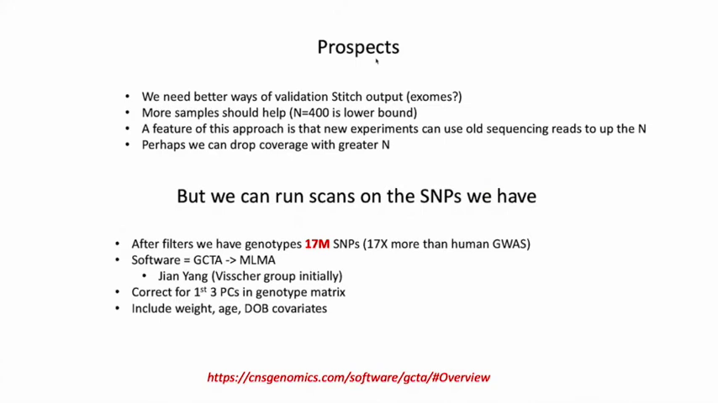I've been trying to do exome sequencing to get at that. Again, more samples would help. Even by the recommendations of the authors, n equals 400 is a lower bound. There's probably a reason they state that. But a feature of the approach is that new experiments can use old sequencing reads from other individuals to increase that efficiency. And we're hoping that as we get more and more individuals sequenced, we'll eventually be able to drop the coverage, right, is what the promise of the technique is. So eventually we should be able to drop the coverage.